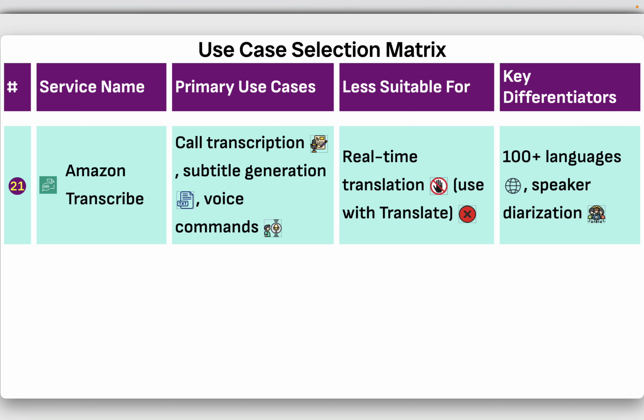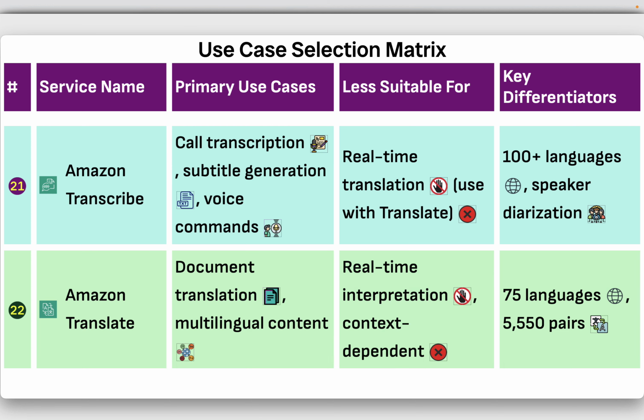Next service is Amazon Transcribe. Primary use cases are call transcription, subtitle generation, or voice commands. It is less suitable for real-time translation. Use Translate for that. Key differentiators are 100 plus languages and speaker diarization. So speaker diarization is basically identifying how many speakers there are, and it will allocate some kind of label like speaker A, B, C.